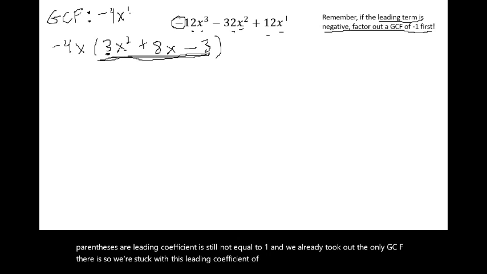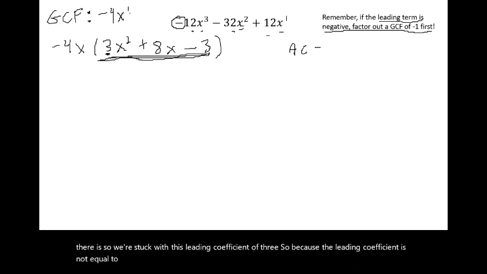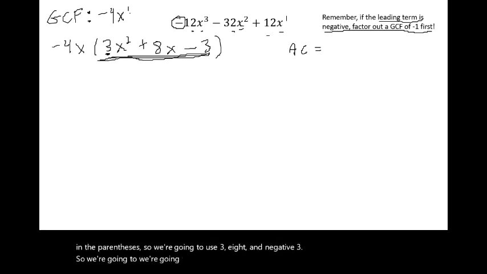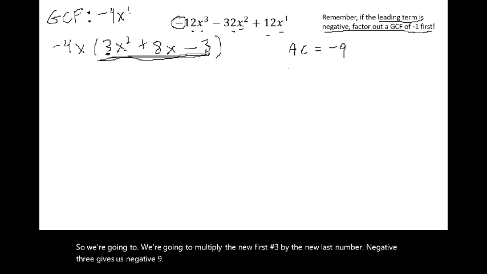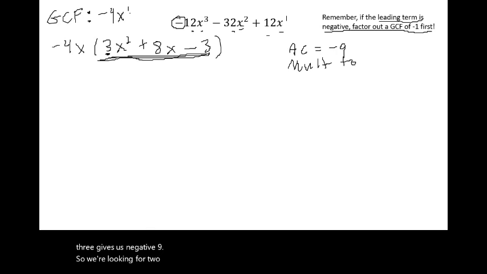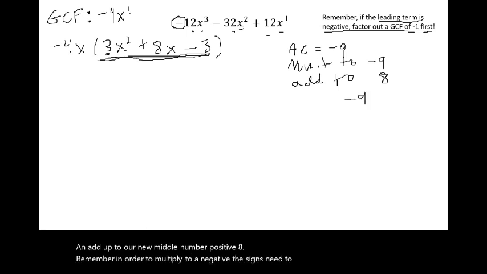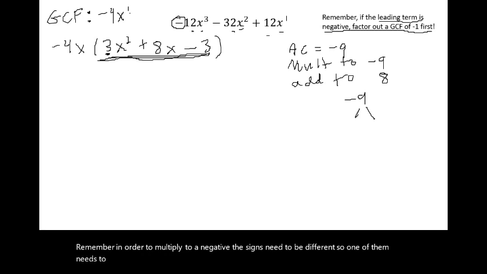So because the leading coefficient is not equal to 1, we do need to use the AC method, and we're going to use our terms that are in the parentheses. So we're going to use 3, 8, and negative 3. We're going to multiply the new first number 3 by the new last number negative 3, which gives us negative 9. So we're looking for two numbers that multiply to negative 9 and add up to our new middle number, positive 8. Well, remember, in order to multiply to a negative, the signs need to be different. So one of them needs to be positive and one of them needs to be negative.